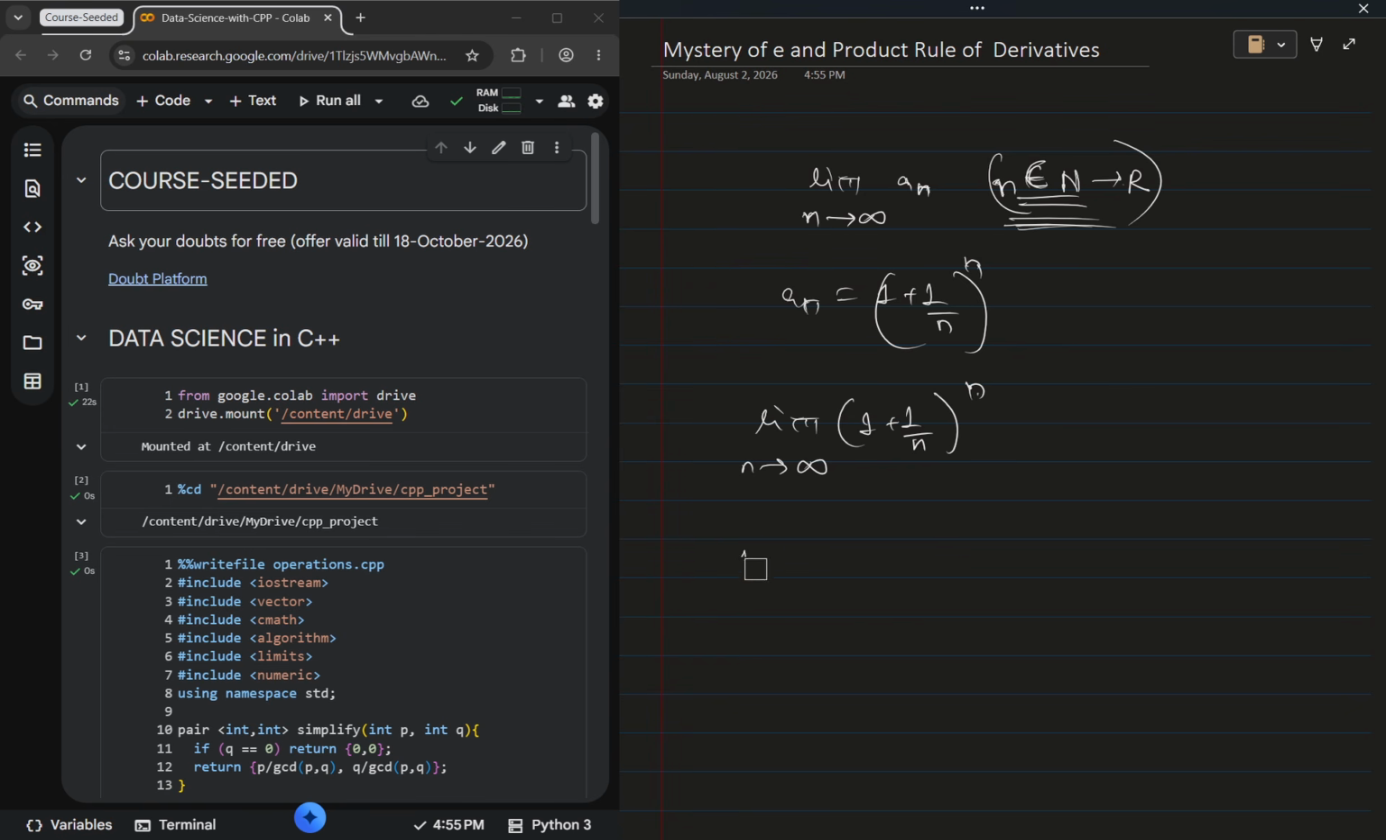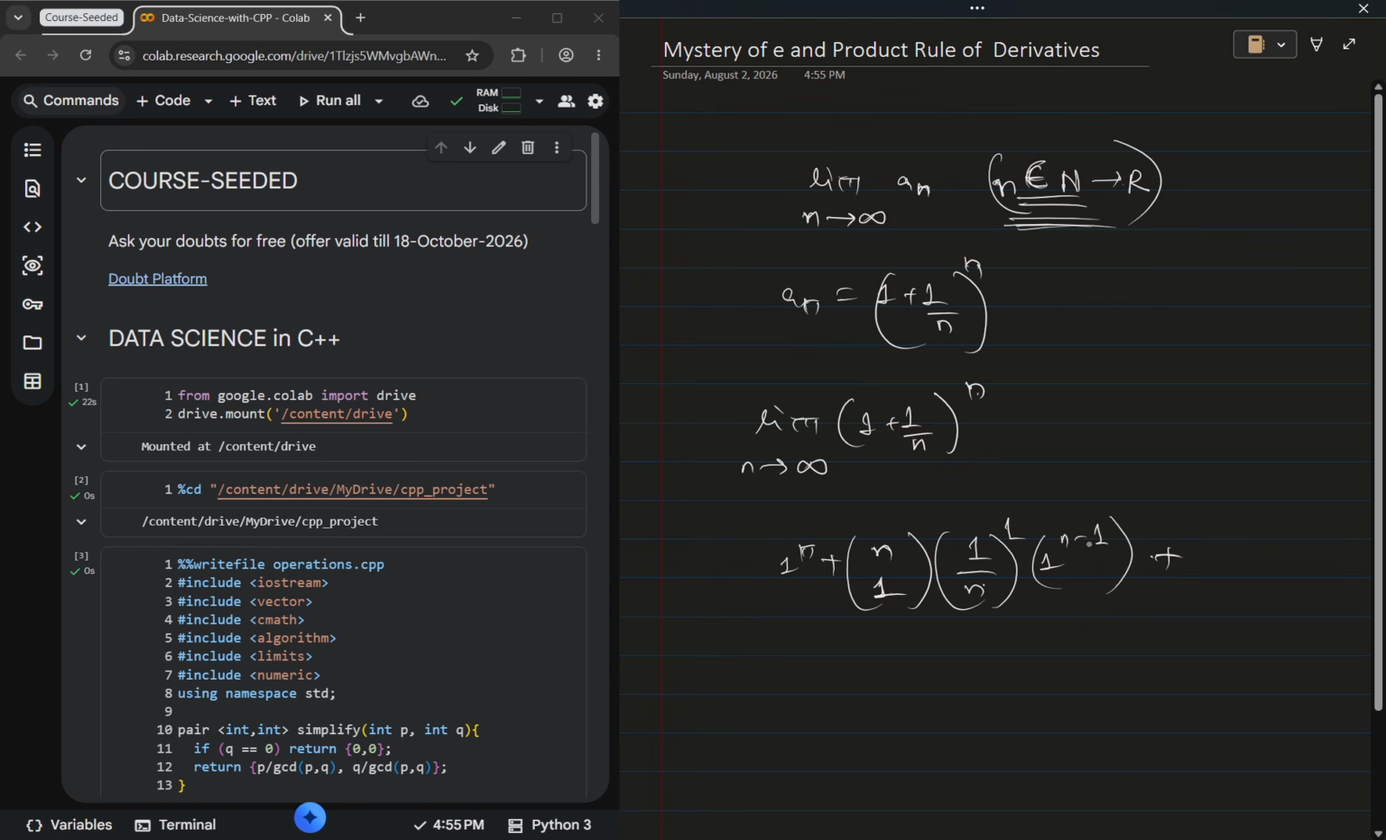We can expand this: 1 to the power n, which is again 1, plus nC1, your binomial coefficient, times (1/n) to the power 1, times 1 to the power n minus 1. We won't be writing this 1 to the power n minus 1, because you know every power of 1 will just be 1. After multiplying anything by 1, you just get the same thing. So let me write everything over here.